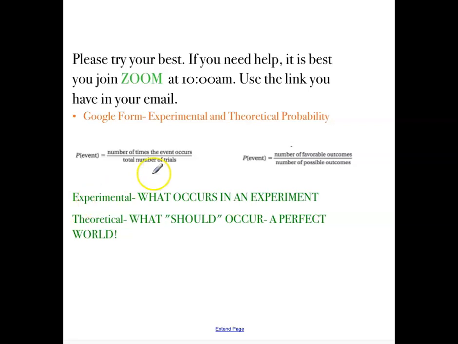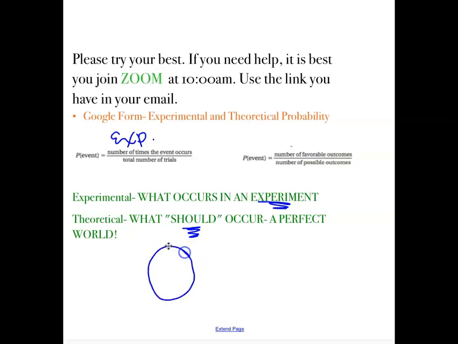Remember, experimental probability is the number of times the event occurred in an experiment over the number of trials. Theoretical should be what should have happened, the favorable outcomes over the possible outcomes. Okay? Experiment, what happens in the experiment. Theoretical should be what should occur.